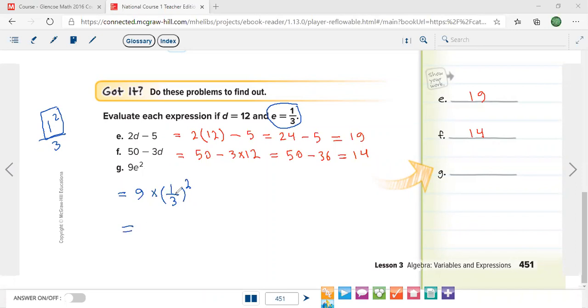Now we know that power comes before multiplication. Let's evaluate what a third times a third is. This will give you 1 over 9. So it's like 9 times 1 over 9. We can use cancellation now. So the final answer is 1.